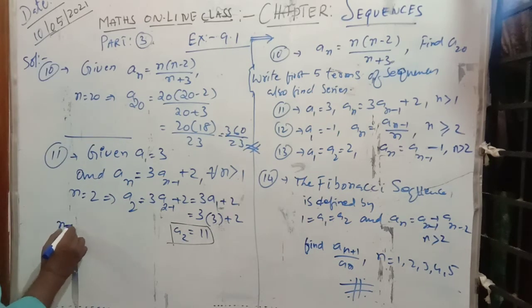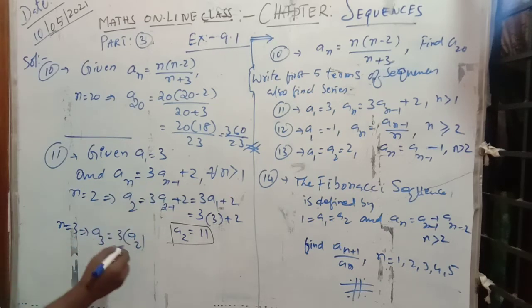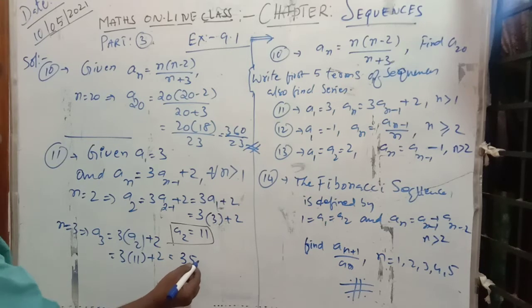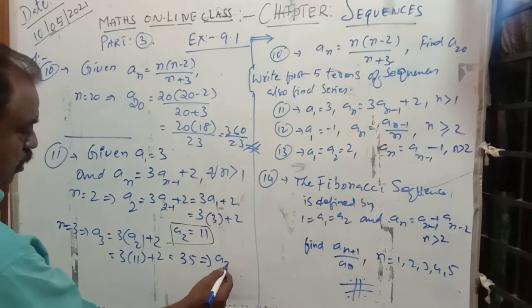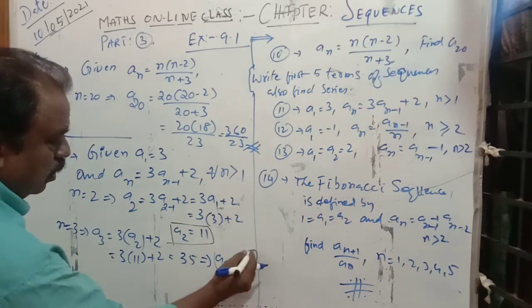Again, n is equal to 3. In this relation, A3 is equal to 3 into A2, since 3 minus 1 is 2, plus 2. That is 3 into 11 plus 2, 33 plus 2 is 35. So A3 is equal to 35.